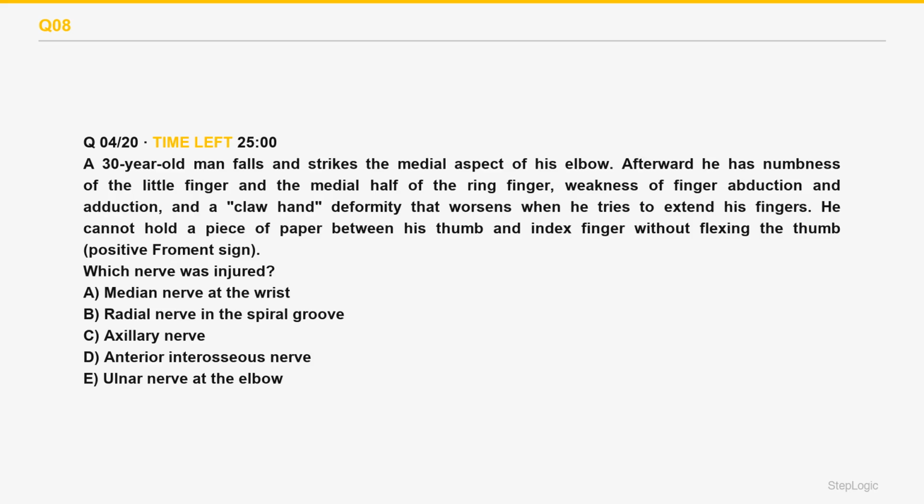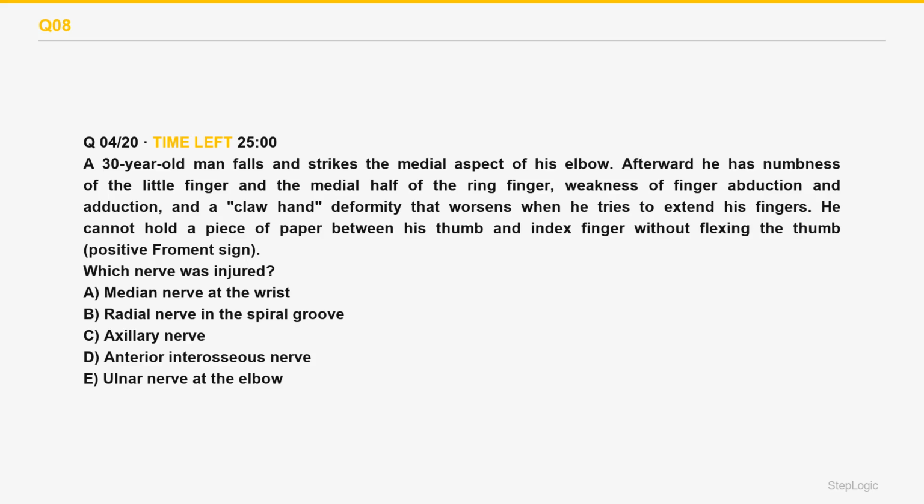Which nerve was injured? A 30-year-old man falls and strikes the medial aspect of his elbow. Afterward, he has numbness of the little finger and the medial half of the ring finger, weakness of finger abduction and adduction, and a claw hand deformity that worsens when he tries to extend his fingers. He cannot hold a piece of paper between his thumb and index finger without flexing the thumb, positive Froment sign.